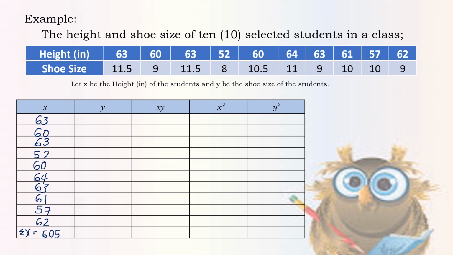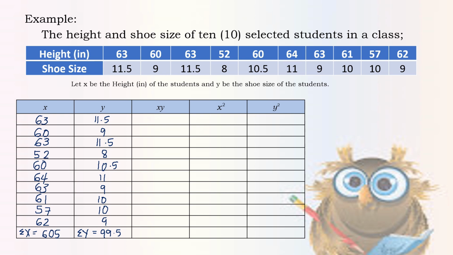For y, we have here 11.5, 9, 11.5, 8, 10.5, 11, 9, 10, 10, and 9. Adding this up, actually right now I am solving with a simple calculator, so I hope you do too. Plus 10, plus 10, plus 9. So the answer is 99.5.